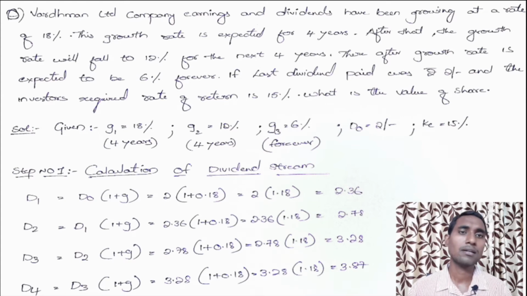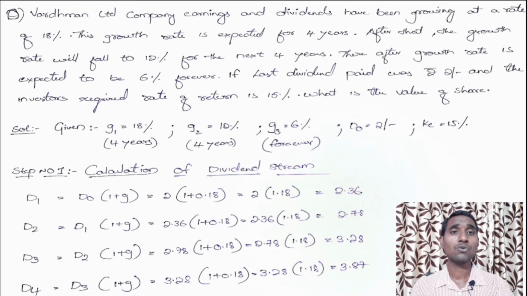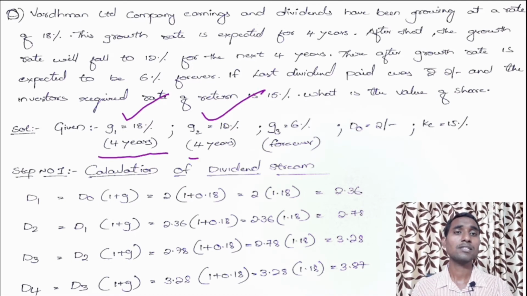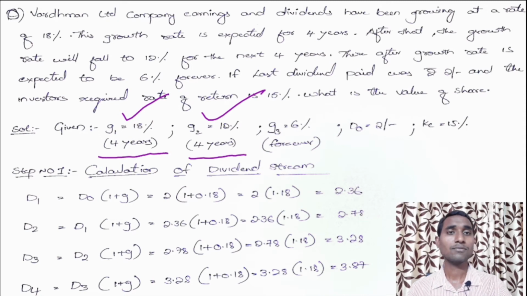It is similar to that question, but there is a small change in the calculation of the dividend stream, that is, step number 1. Here we need to calculate the dividend stream for two growth rates, G1 and G2. G1's period is 4 years and G2's period is 4 years. So if we combine them, we have 8 years in total, but the growth rates are different. For the first 4 years, the dividends grow at 18%, and for the second 4 years, dividends grow at 12%. In the same way I have computed.